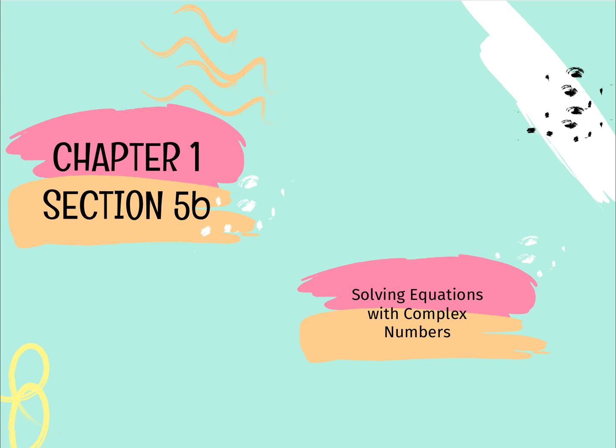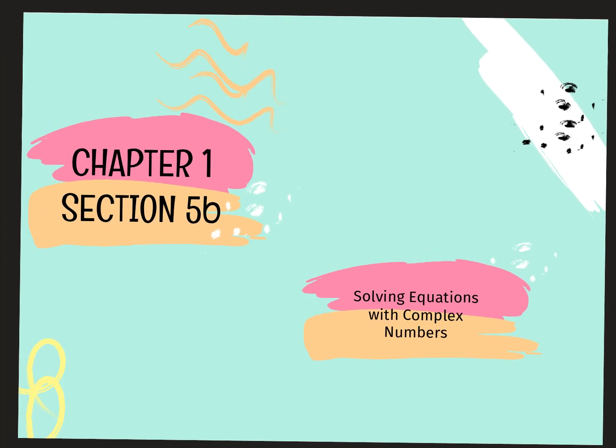Right, this section, Chapter 1, Section B, is solving equations with complex numbers. Guys, complex numbers have what in them? What have we been talking about that's been different? They have i's, they have imaginaries. So when we solve equations, now you can get i's underneath the square root.